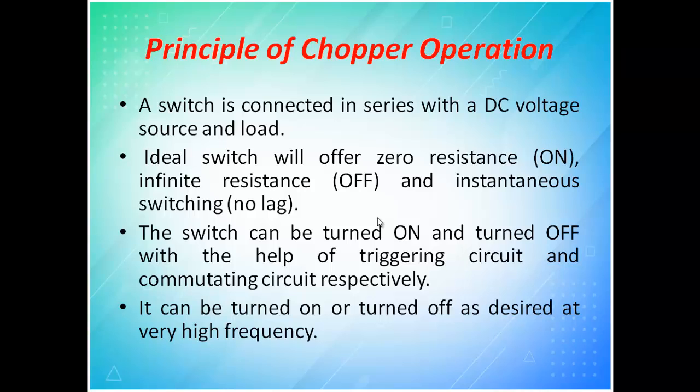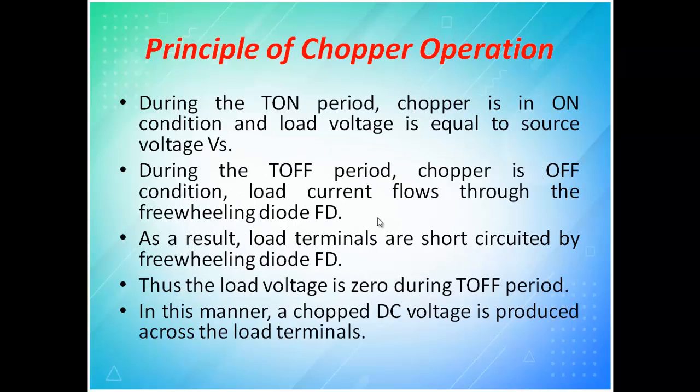The switch can be turned on and turned off with the help of a triggering circuit and a commutating circuit respectively. We have seen the various types of these circuits in the last unit. It is turned on and turned off as desired at high frequency. So when you want more output voltage, you go for higher T on. If you want to bring down your voltage, you will reduce your T on and increase your T off. So that is what is told. Based upon what is desired, you vary T on and T off.